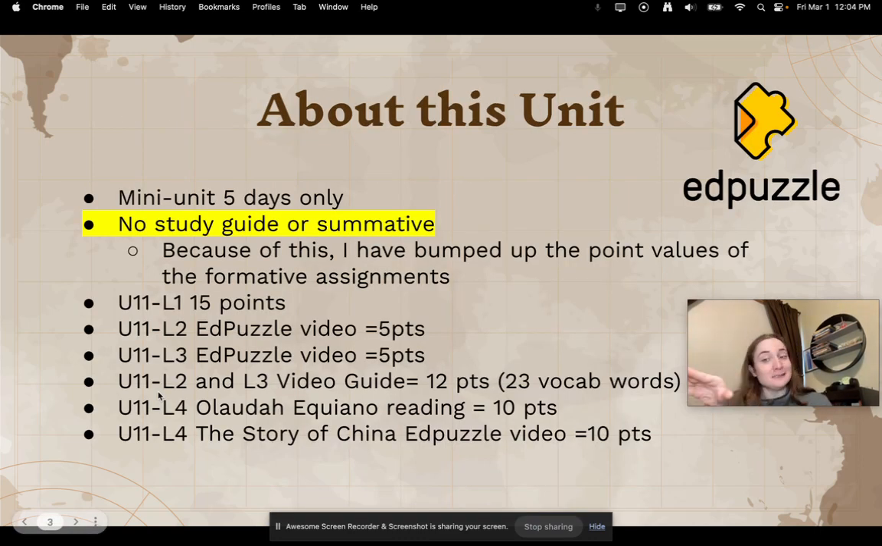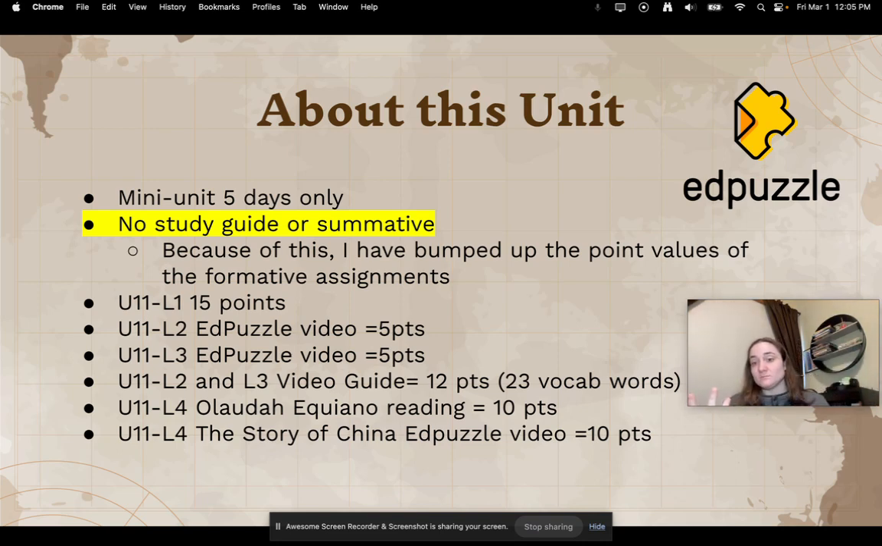So about this unit, it's a little different than the other units. It's only 5 days long. Because it's only 5 days long, there is not a study guide or a summative. But because of this, I've also bumped up the point values for a lot of the formative assignments.